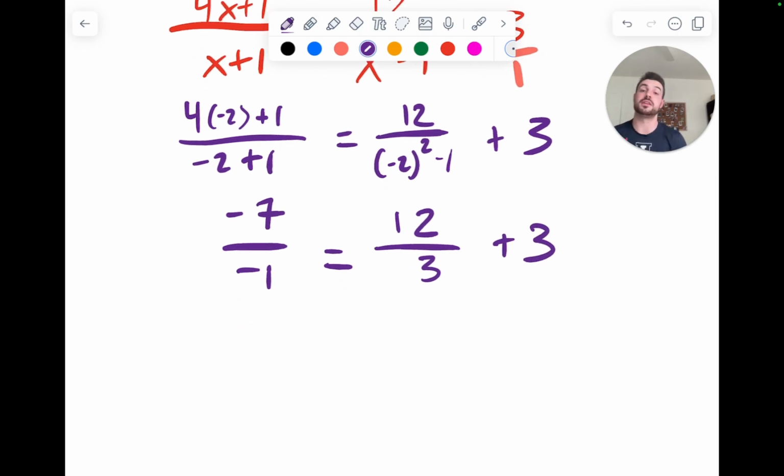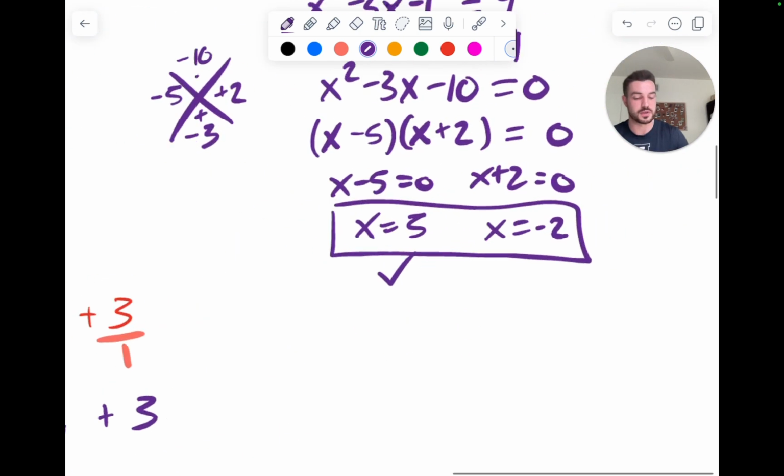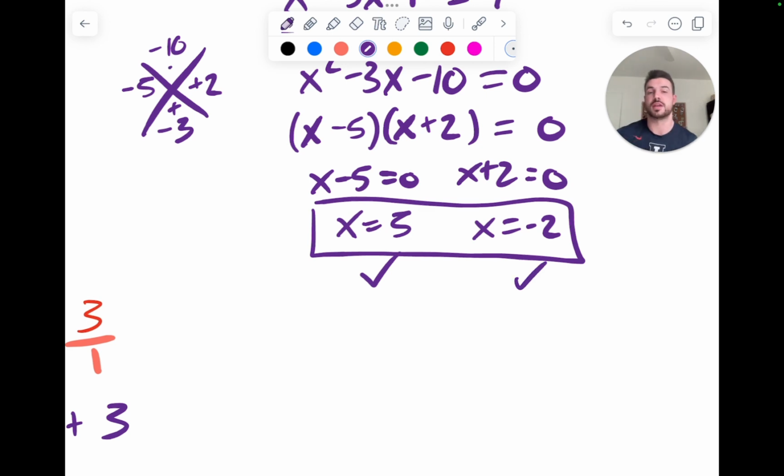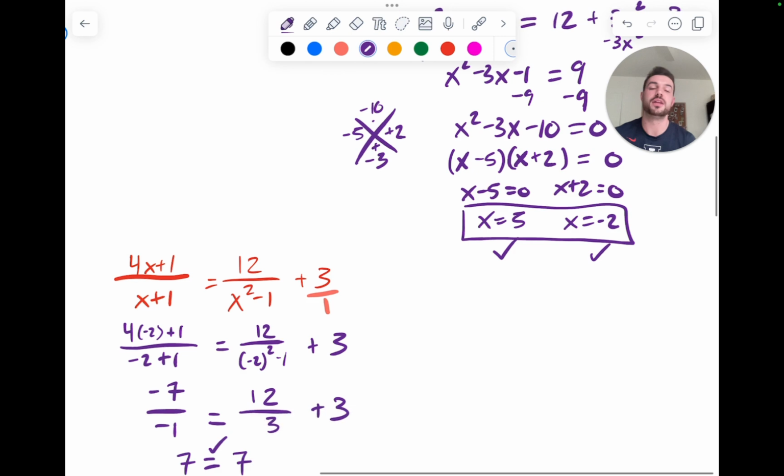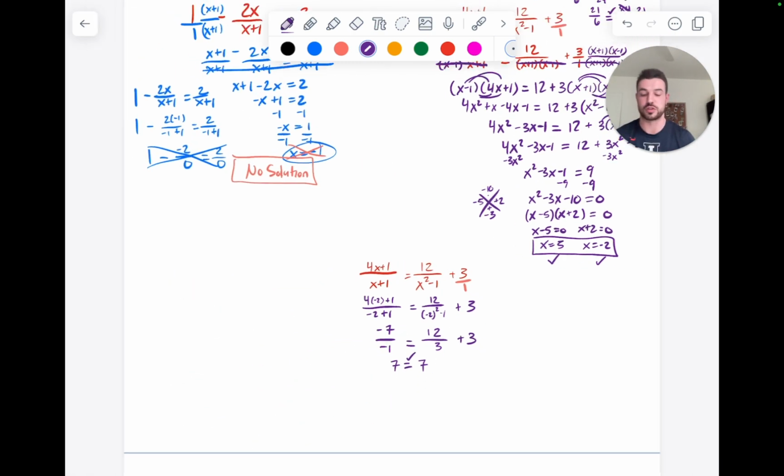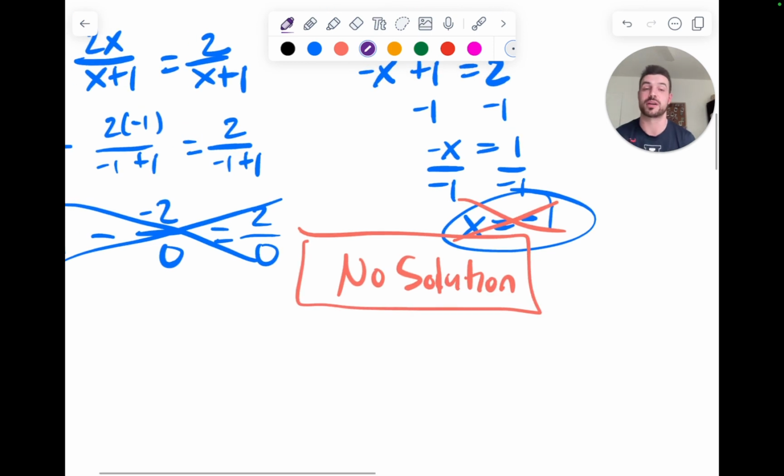So negative 7 divided by negative 1 is 7. And then 12 over 3 is 4, plus 3 is 7. And this worked as well. So it tells me that both of these are solutions, and I have my answer. All right, so sometimes when we're solving these equations, we get extraneous solutions, so we need to check both. Sometimes both of them work, just like this example. Sometimes only one of them will work, and that's our only solution. Sometimes none of them work, and our answer is going to be no solution. We really need to plug back in and double check our work.